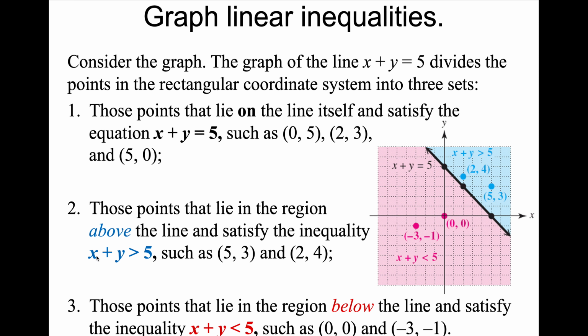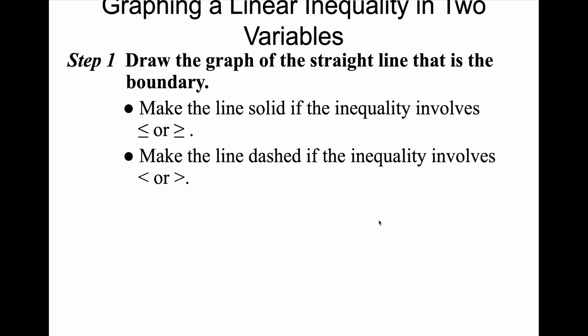So if I look at x plus y as greater than 5, such as the point (5, 3), that means that if I take the point (5, 3) and I plug it in, 5 plus 3 is greater than 5. That's a true statement. So I would shade the entire area above the line. The points that lie below the line would satisfy the inequality x plus y is less than 5. So if I picked a point like (0, 0), 0 plus 0 is less than 5. That's true, and so that would be the shaded area for that.